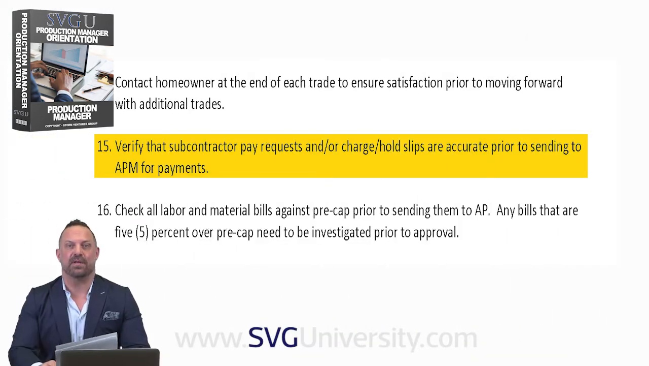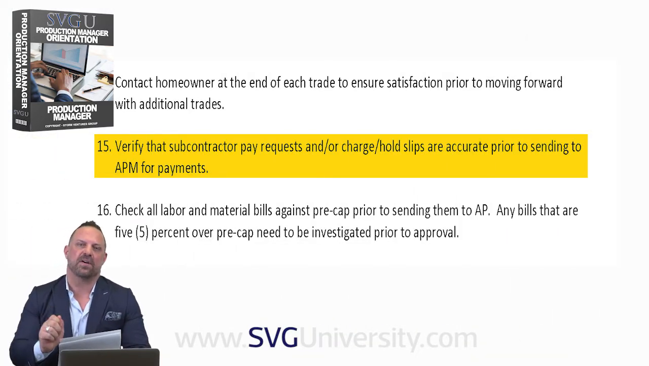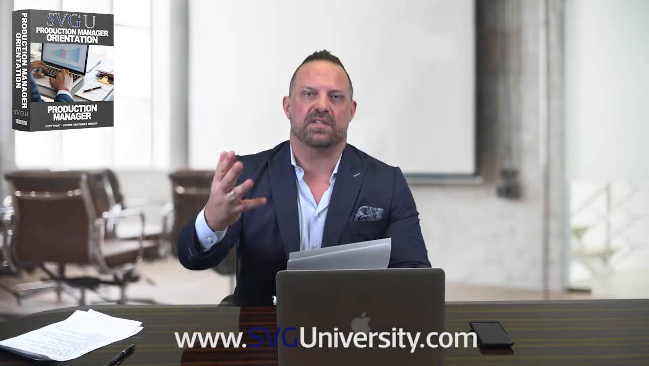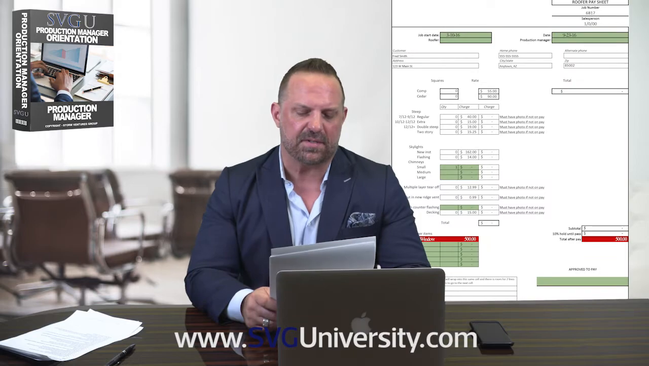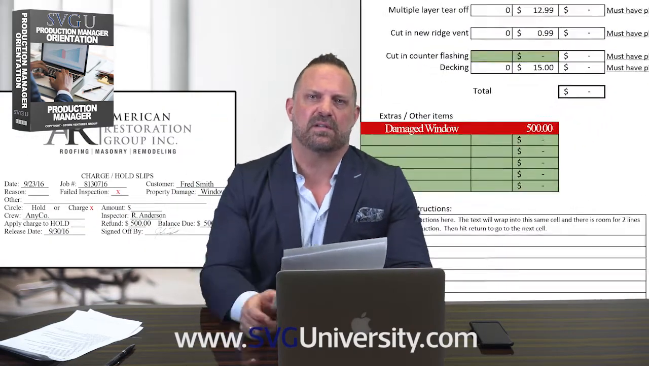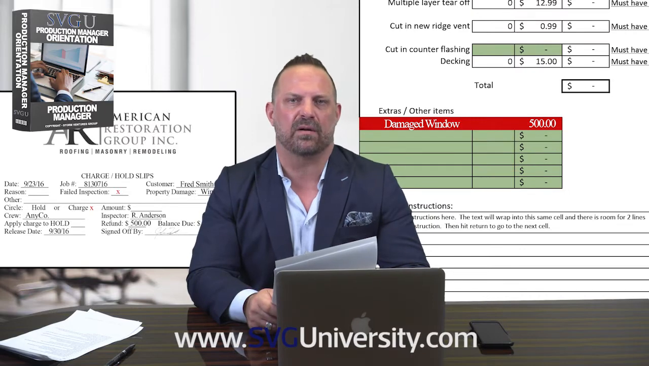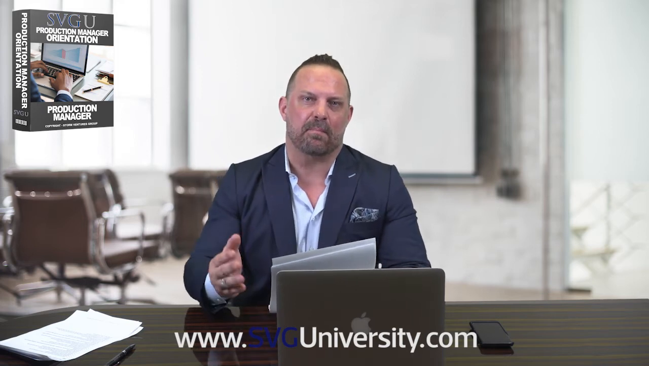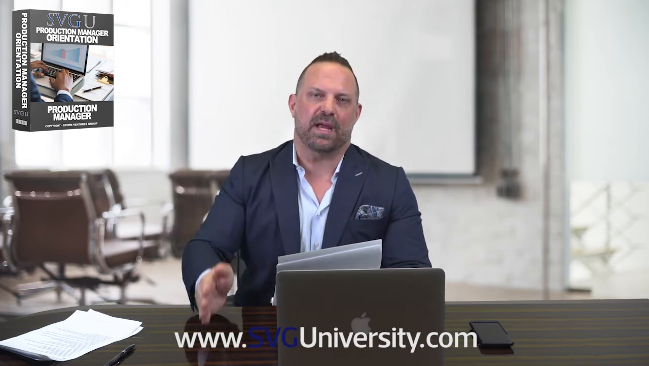15, the other responsibility of an office production manager is to verify that subcontractor pay requests are correct. They're going to turn these in possibly at your company on a weekly basis. You might have charge hold slips where roofers caused a cracked driveway or a leak, or problems where money has to be held back from their pay on Friday. Okay, but it's your job as the office production manager to monitor and make sure those pay requests are right.